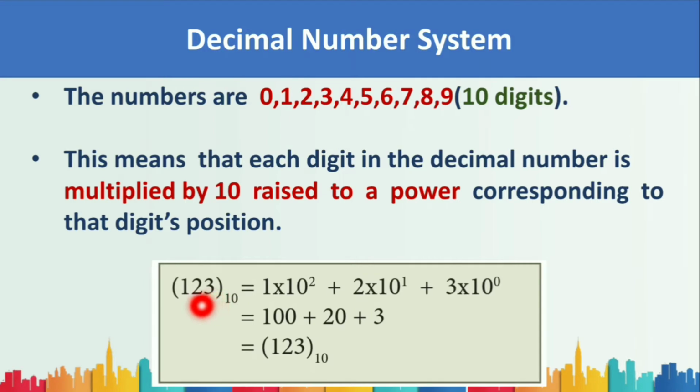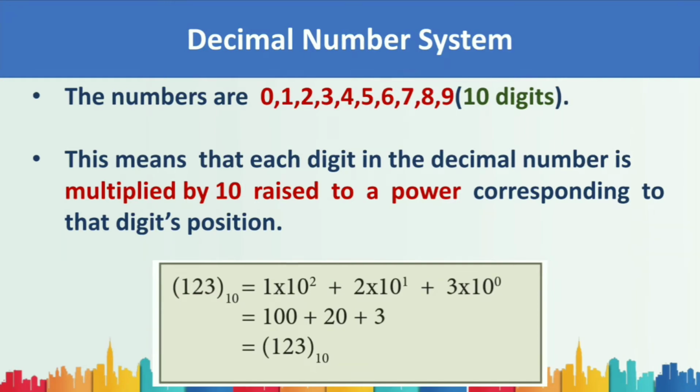Each digit in a decimal number is multiplied by 10 to the power terms based on the position value. We start from the lowest digit, that is 3, the ones place, then tens, then hundreds. It goes on in this pattern. So this is the way to represent the decimal number system. Now let's see the other numbering systems.